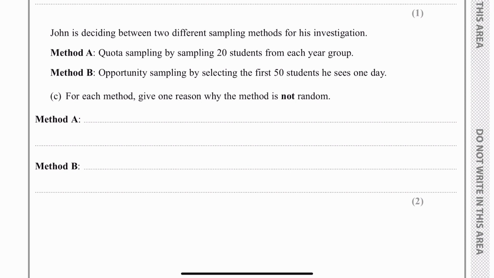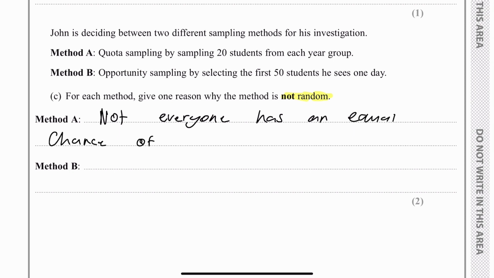This is quite a nice question because you can basically say the same thing for each point, but just using different words. So for method A, something not random basically means not everyone has an equal chance of being selected to be in the sample. So method A, I'm going to say, not everyone has an equal chance of selection. Something like that. That's literally the definition of something being not random.